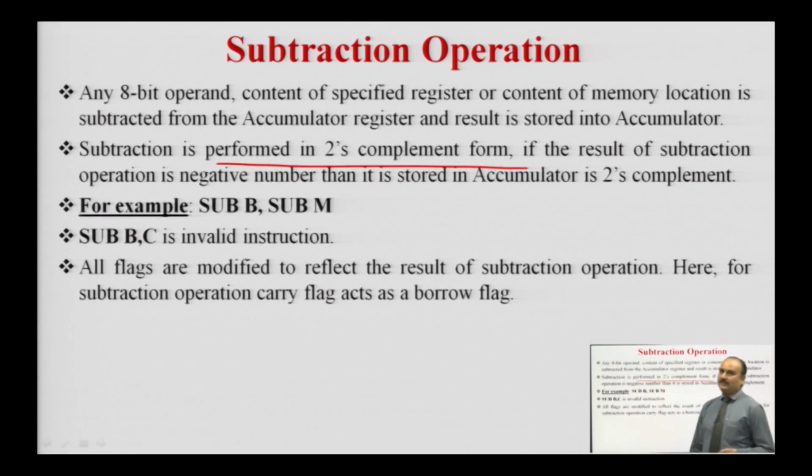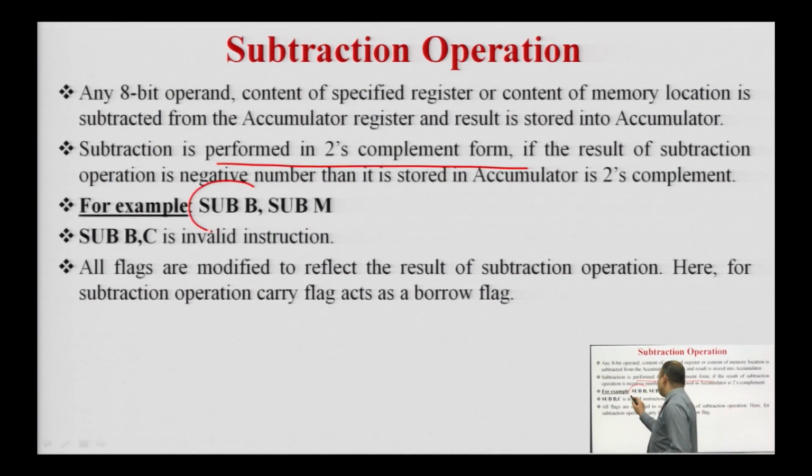Whenever we subtract a number, the microprocessor will convert the second operand into 2's complement form and add it to get the result. If we subtract a higher number from a lower number, the result is in 2's complement form. Examples of this instruction are SUB B and SUB M.